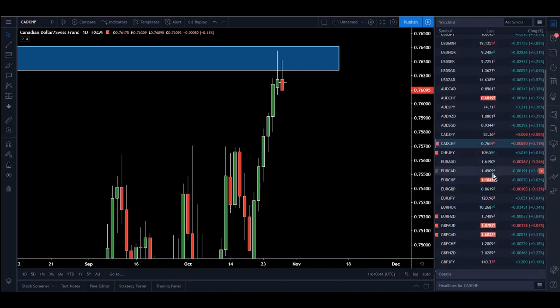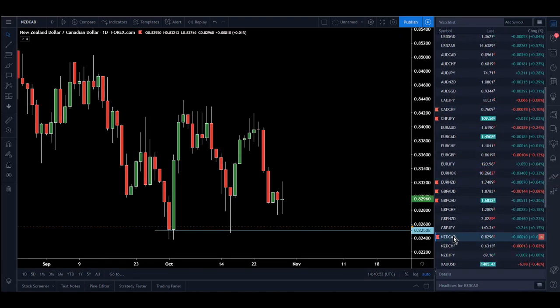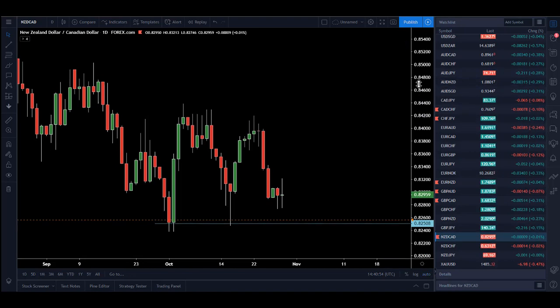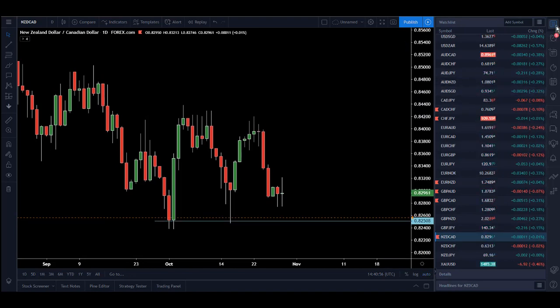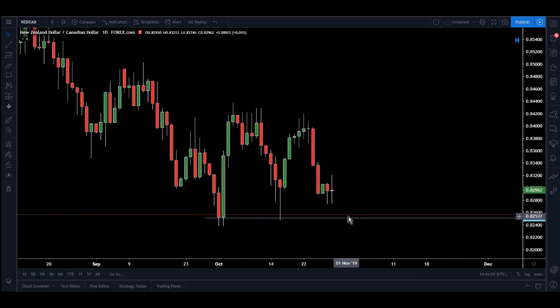Talking about a little bit of CAD weakness. Remember I was talking about strength on Kiwi, so that would mean buys on Kiwi CAD. So look out for strength on Kiwi on this one as well. I've got this little area here. This is an alert on my TradingView. If price comes down into this area, then I'm very interested in buying.